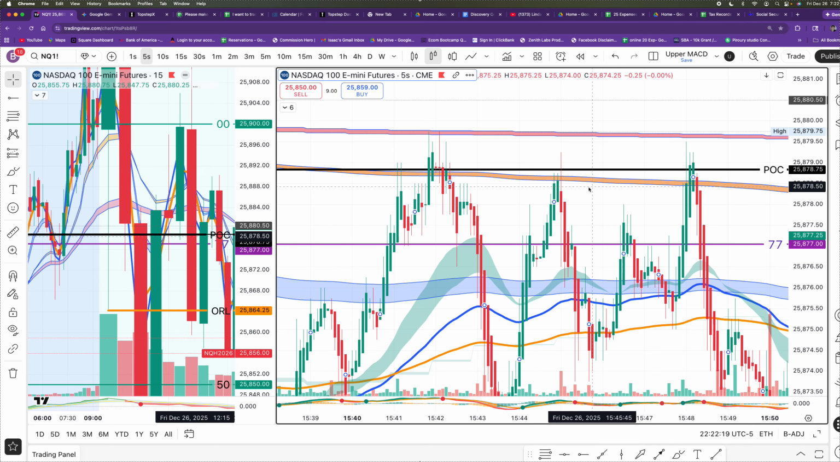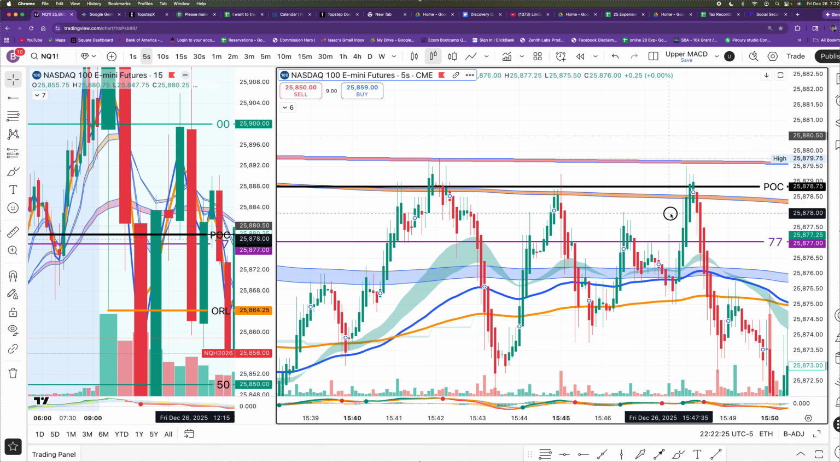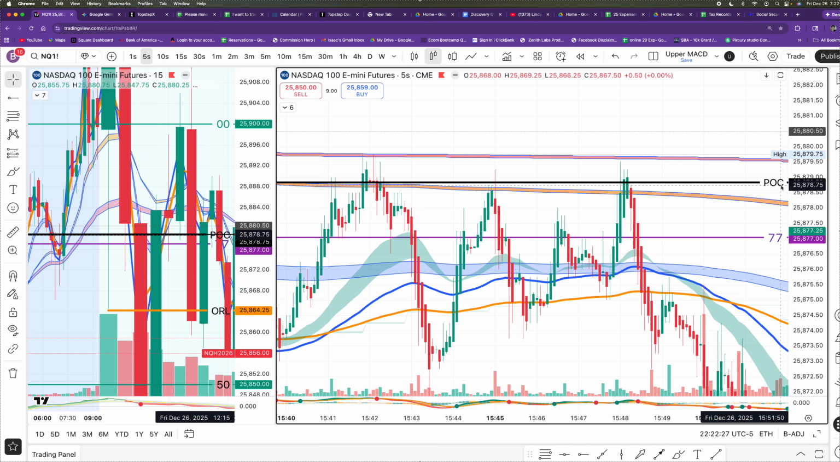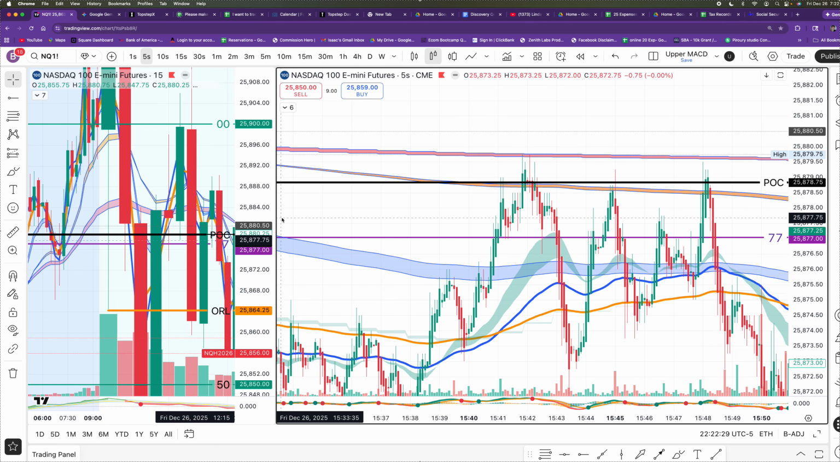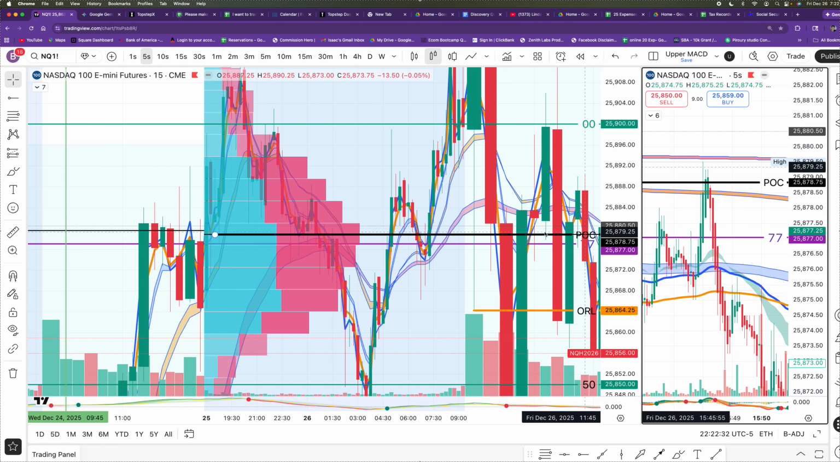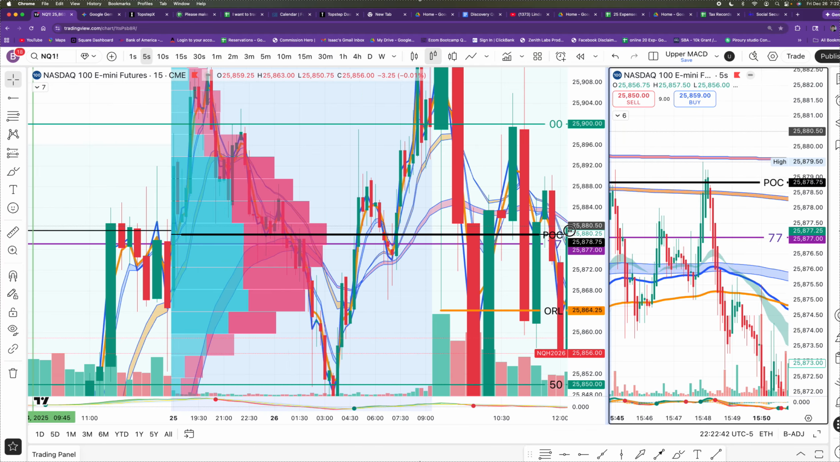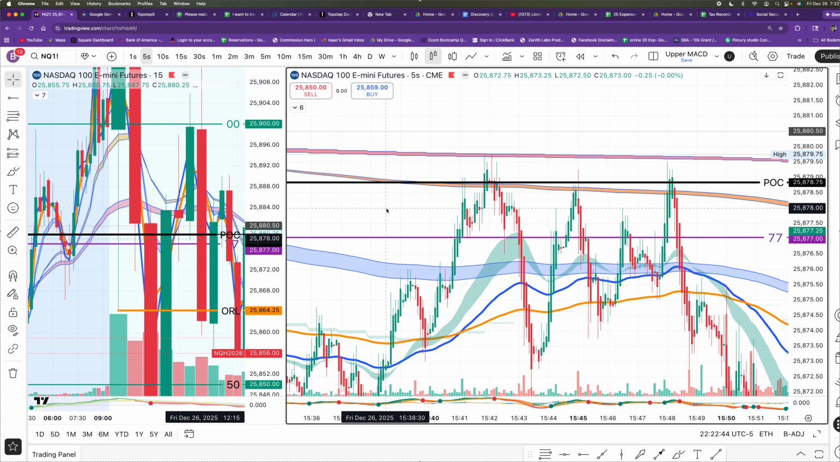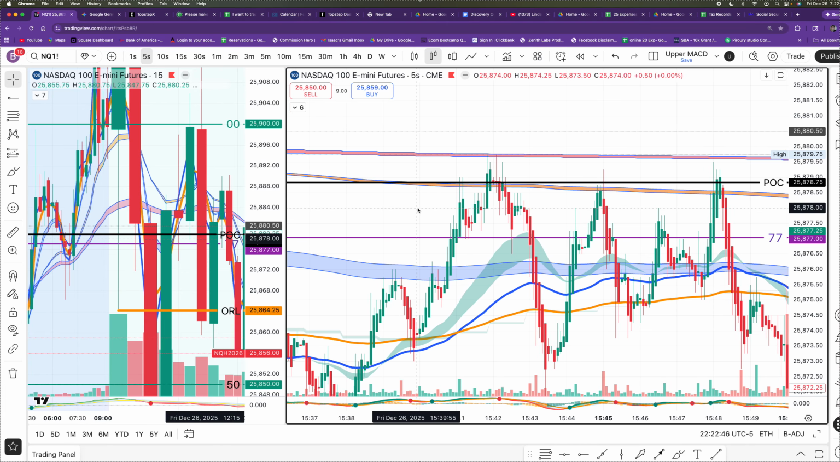So as you can see here, the point of control was tested 3 separate times, and 3 separate times it rejected very strongly, and this is towards the end of the day. So I mark it with a POC, point of control. All right, and that comes from, again, using this session volume profile, which automatically will mark for you the price point at which the highest amount of contracts have traded hands. That becomes a great support and or resistance level, depending on which way the market is going.